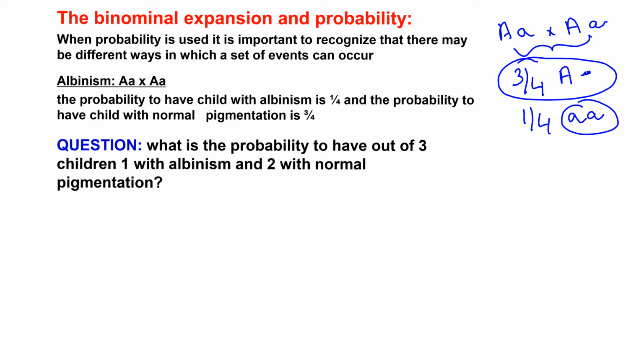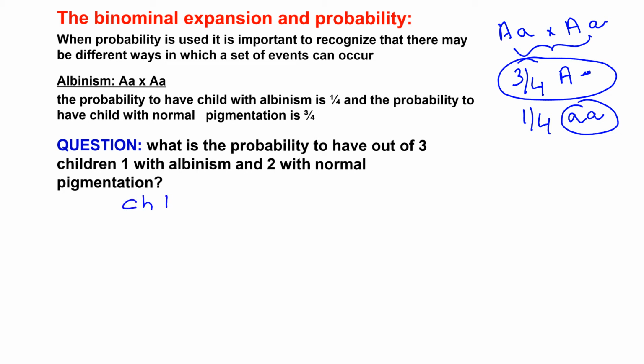So what do I mean? Let's say you ask what is the probability to have one child out of 3 albino. So basically 3 children: child number 1, child number 2, and child number 3. Let's consider the possibilities, the ways this can happen.